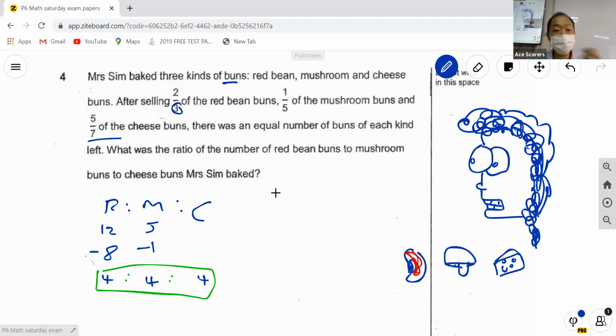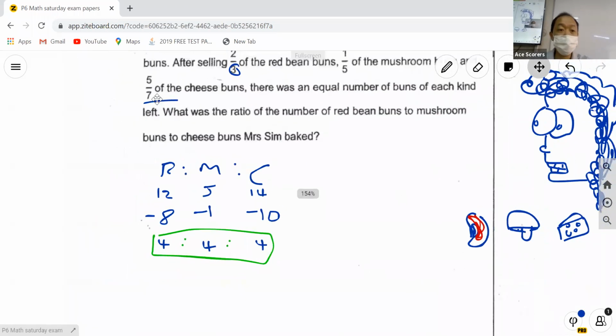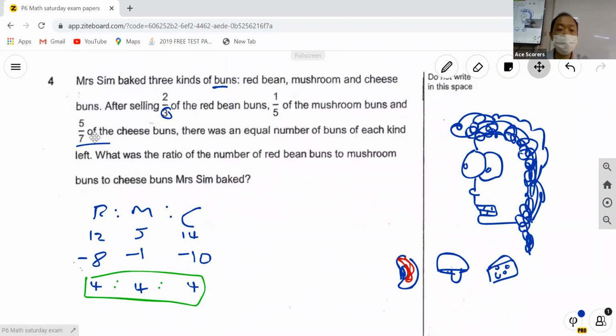Now, if you take 5 out of 7, at first you have 7, you minus 5, you're left with 2, right? But I don't want 2, I want it to be 4. So I got to change it to 14 minus 10, left 4. Now can you see that you can copy this right now? So my entire table now makes sense because it fulfills all the fractions that they have given us, and it also fulfills the criteria where there was an equal number of buns of each kind left.